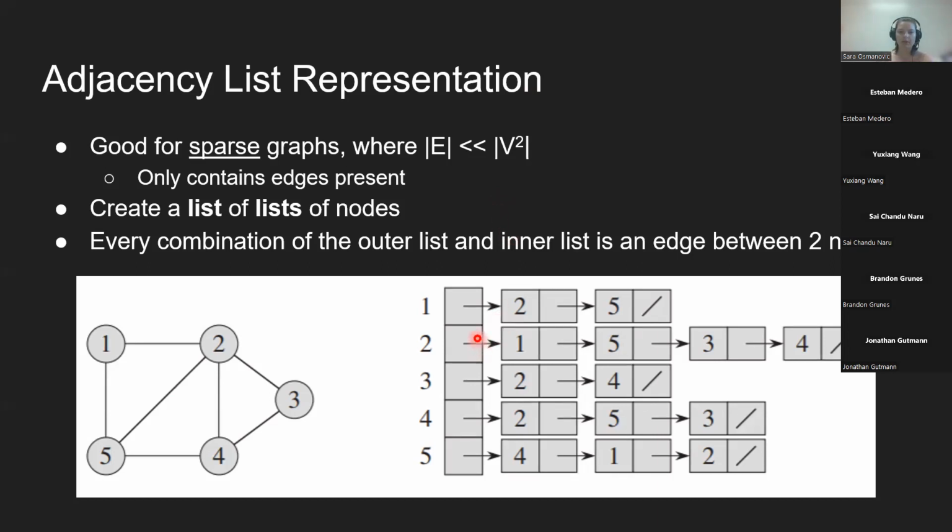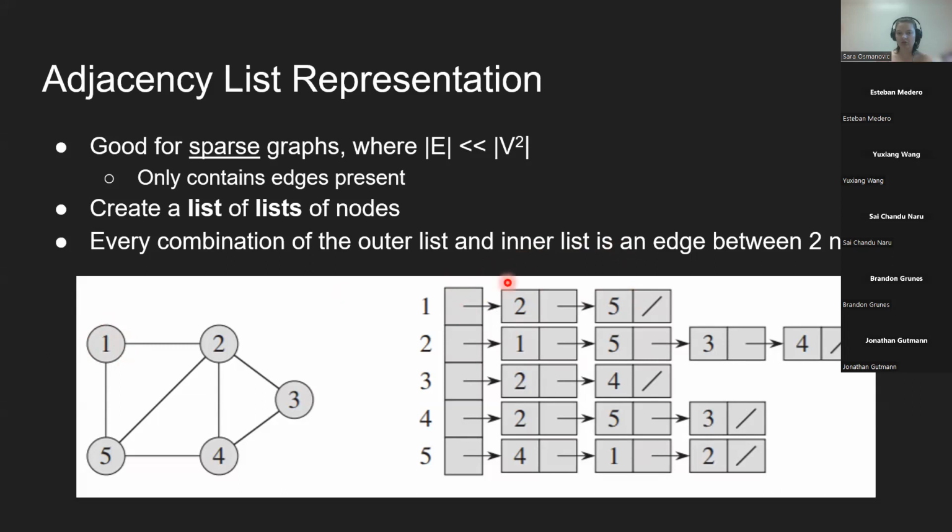Think about this graph, which is unweighted, cyclic, and undirected. It's also a connected graph. If you start with vertex 1 here, vertex 1 is connected to vertex 2 and vertex 5. In an adjacency list, at the location 1, you're going to have a little list of all the nodes that 1 is connected to.